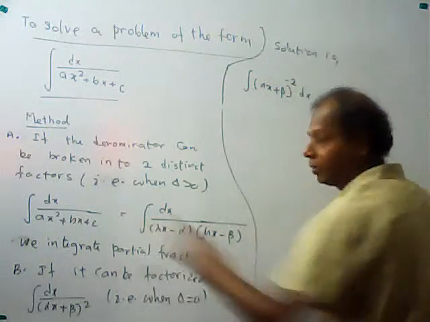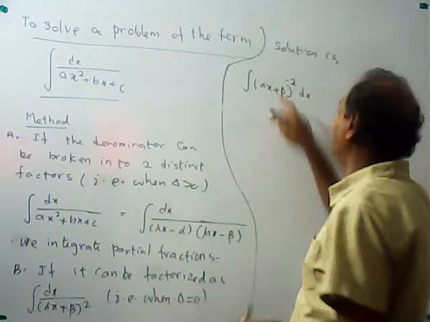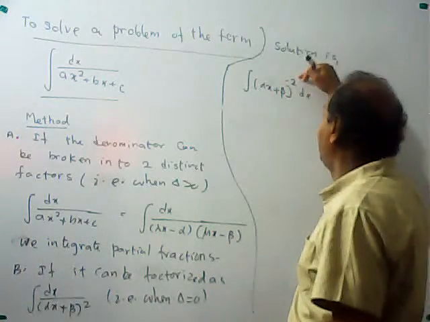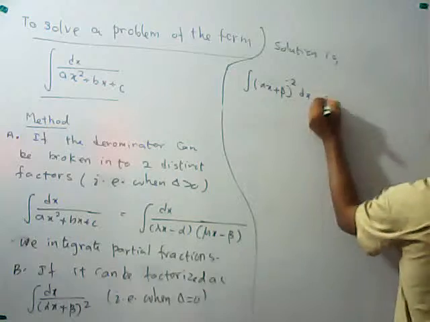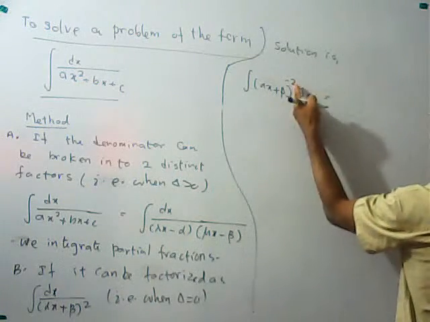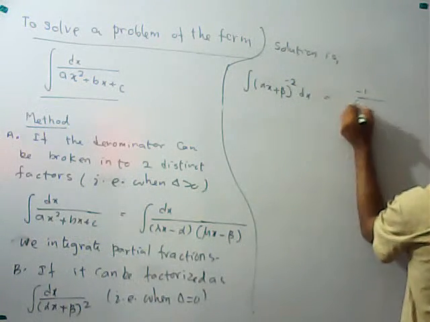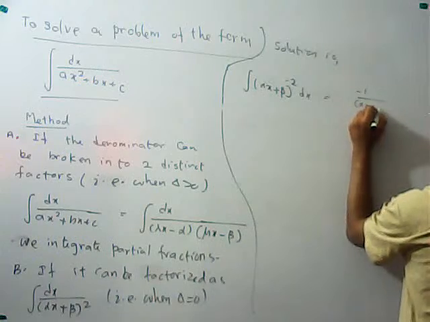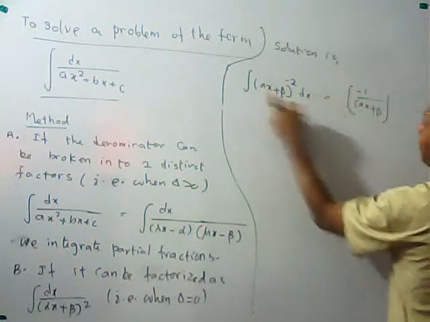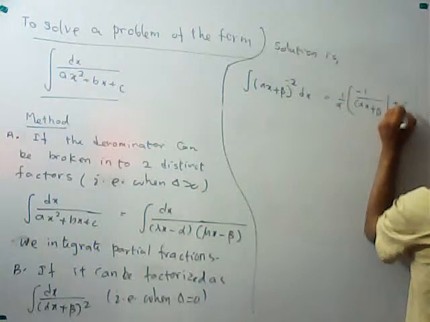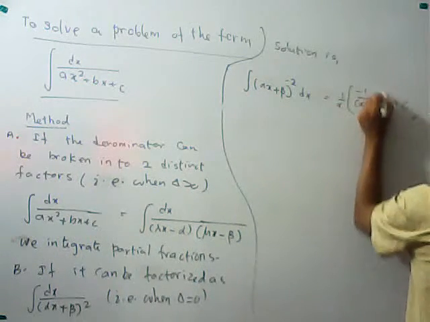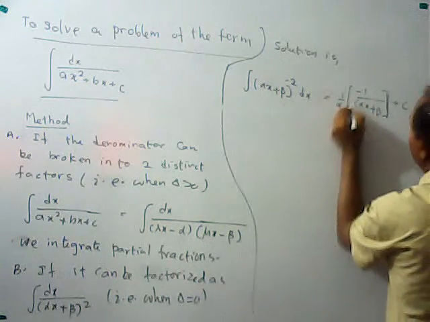You take it to the power minus 2, then we can easily integrate by the normal method. Add 1 to this, that's to the power minus 1, and divide by minus 1. That will give minus 1 over alpha x plus beta. It's not x, it's alpha x, so you have to divide by alpha further, plus a constant. So this is the answer.